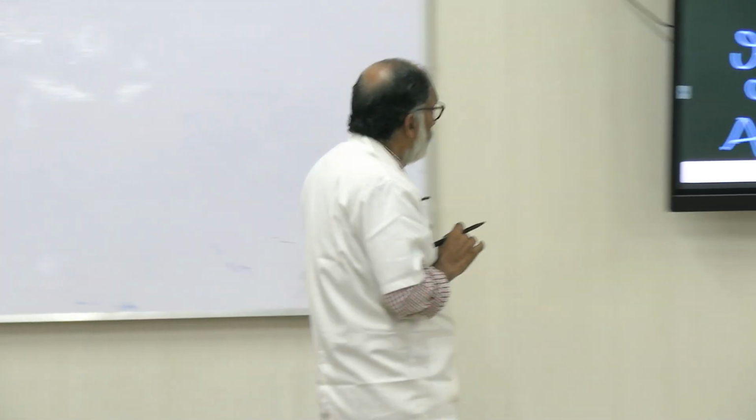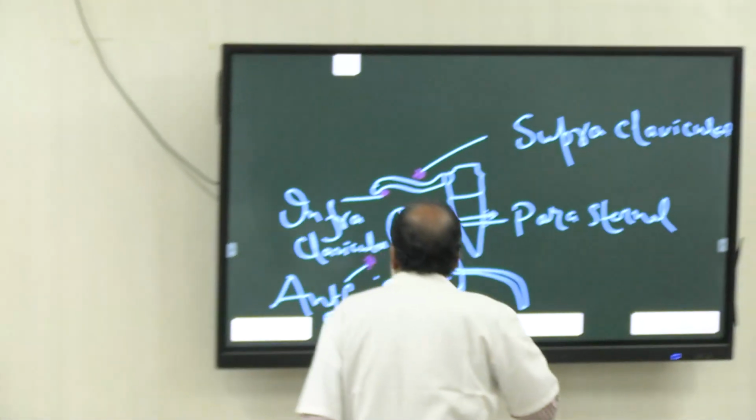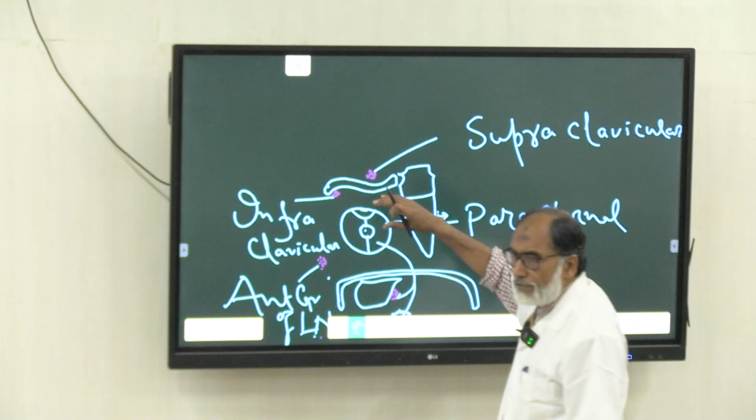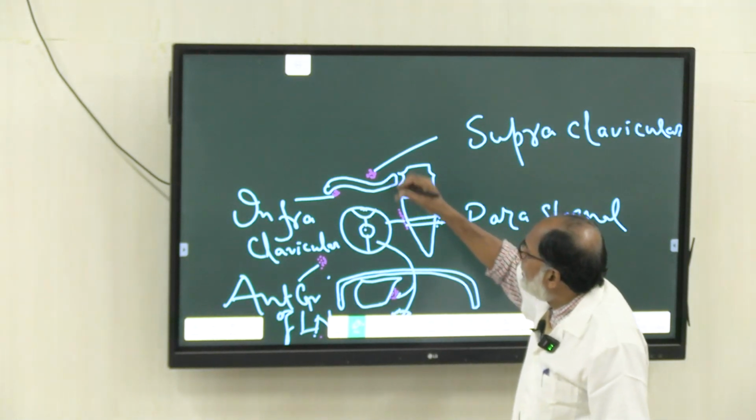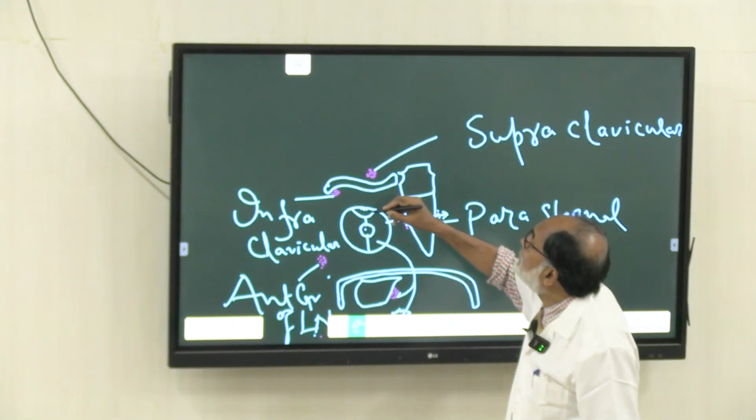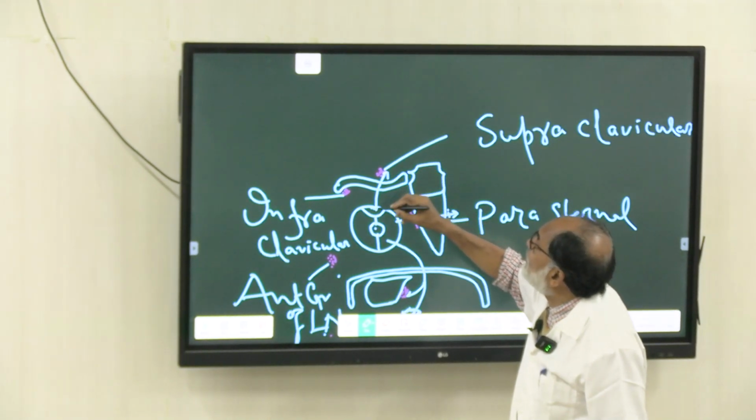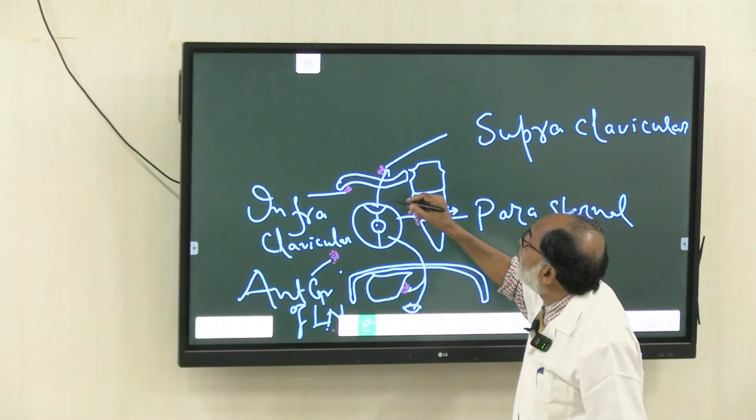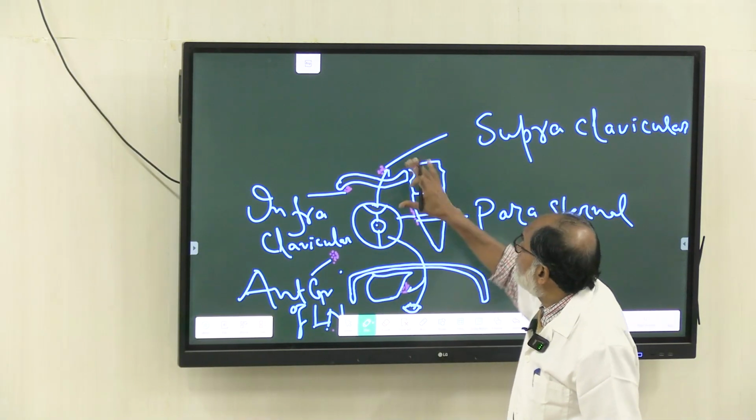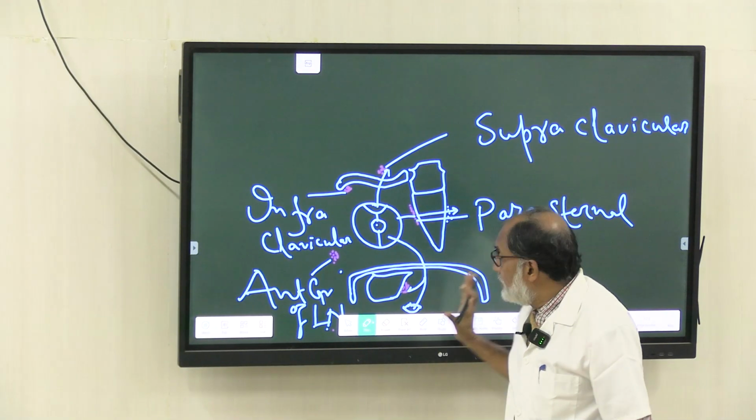So cancer from one breast may go to the opposite side, spreading through this path. Now, from the upper part, it will go to the supraclavicular lymph node and also the infraclavicular lymph node.